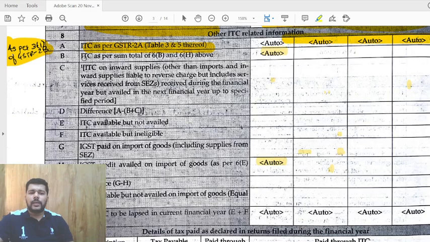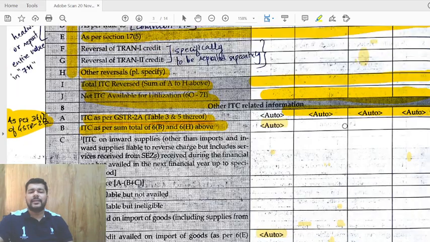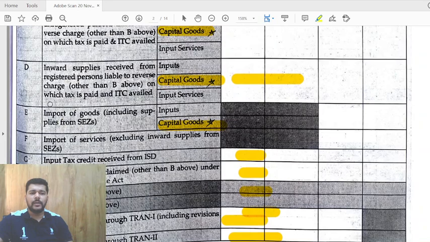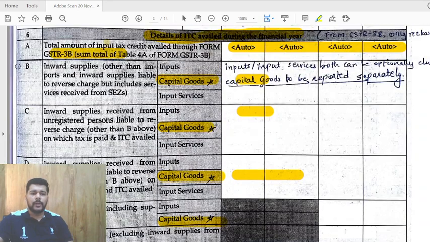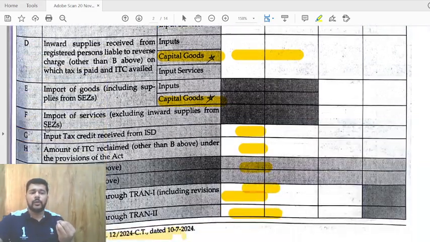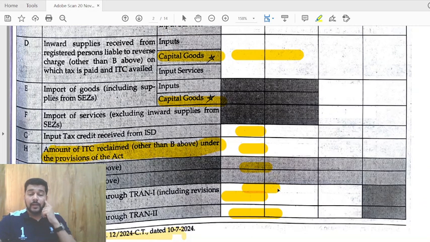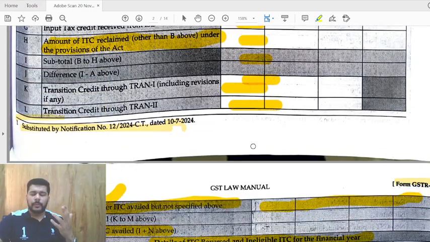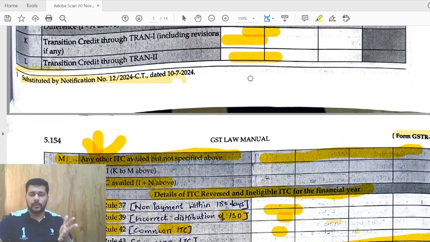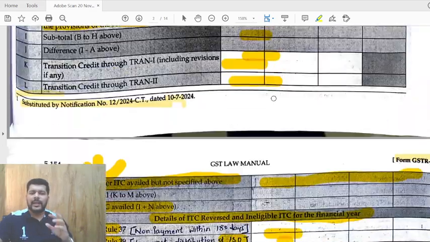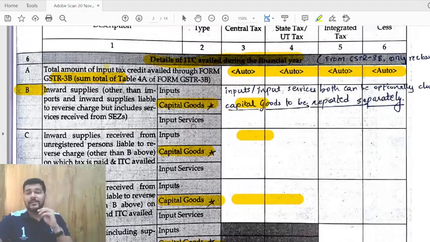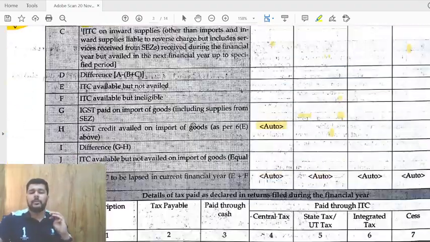Now friends, here if you see the ITC as per 6B and 6H above. 6B is talking about the inward supplies other than RCM transactions or imports, and 6H is going to tell you about the amount of ITC which was reclaimed under the Act. Reclaiming technically is only in case, after 180 days, you had not made the payment earlier, therefore you reversed it and then reclaimed it, under the second proviso to section 16 subsection 2. So only that data is going to be over here, but along with 6B and 6H, the data of table number 8 is being compared.